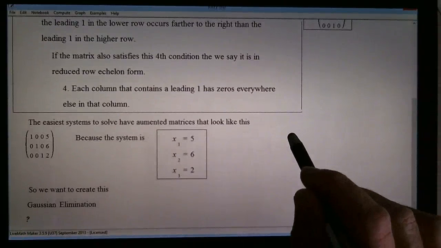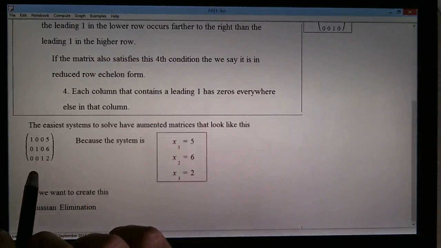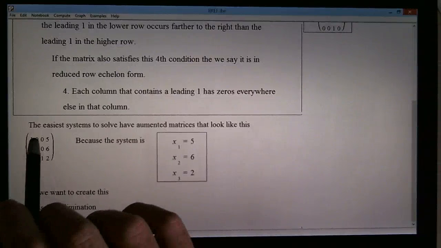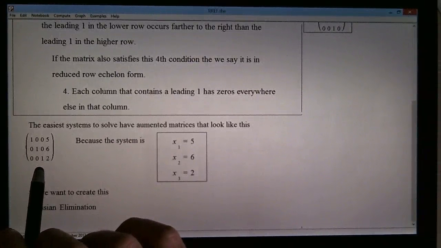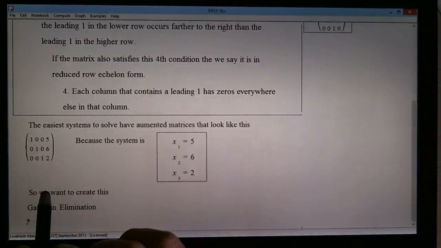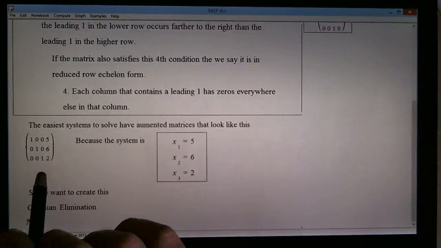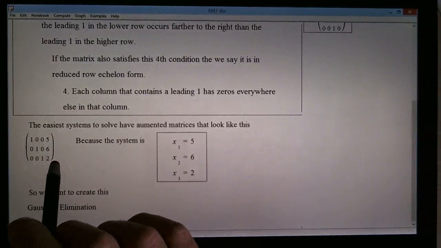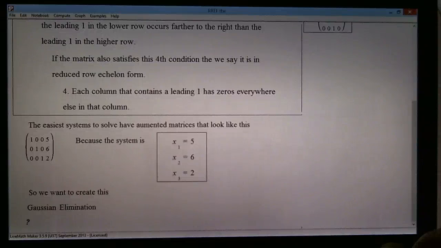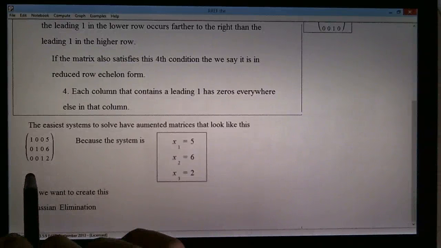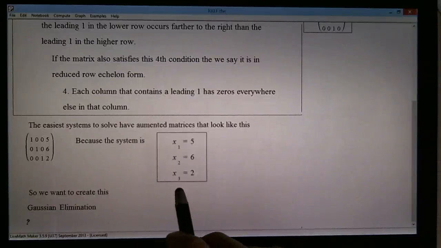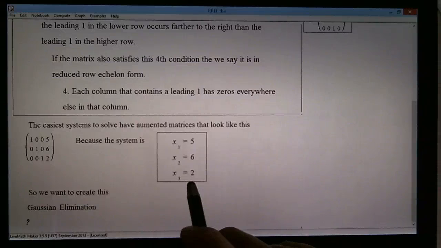These are particularly nice because if you're interpreting this matrix as an augmented matrix for a system, and it's in reduced row echelon form like this one, this has three leading ones. The columns are good. This last column doesn't have a leading one in it, so you don't really care what the values are. But this augmented matrix corresponds to this system right here, and it's particularly easy to solve this system. x1 equals 5, x2 equals 6, x3 equals 2. I mean, you're looking at the solution.